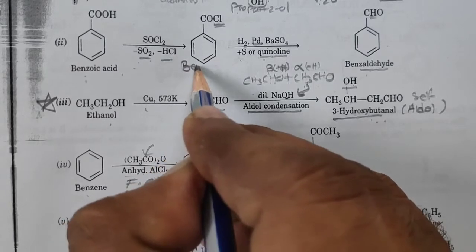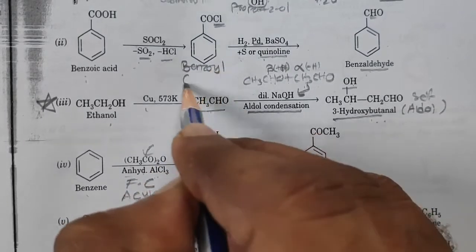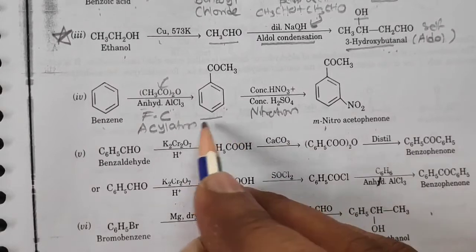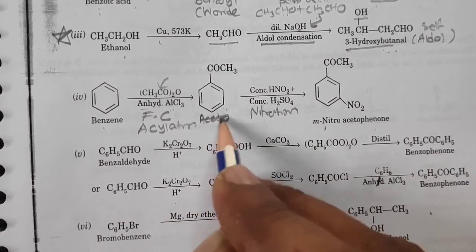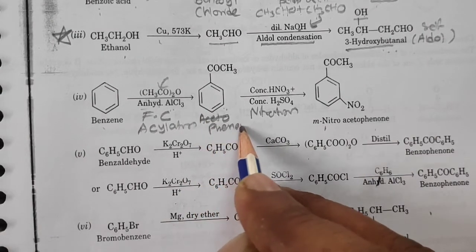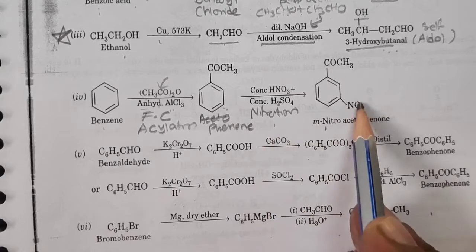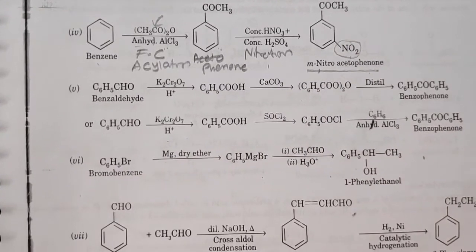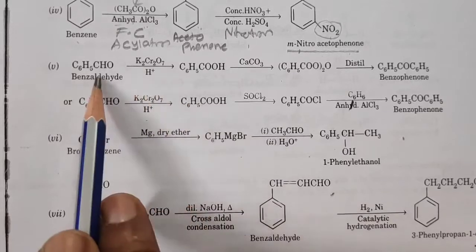Benzoyl chloride. Clear? This is your acetophenone. Understood what we said? Nitration you do, you will get the nitro group substituted at the meta position, so meta nitro acetophenone. Then the next one is benzaldehyde.